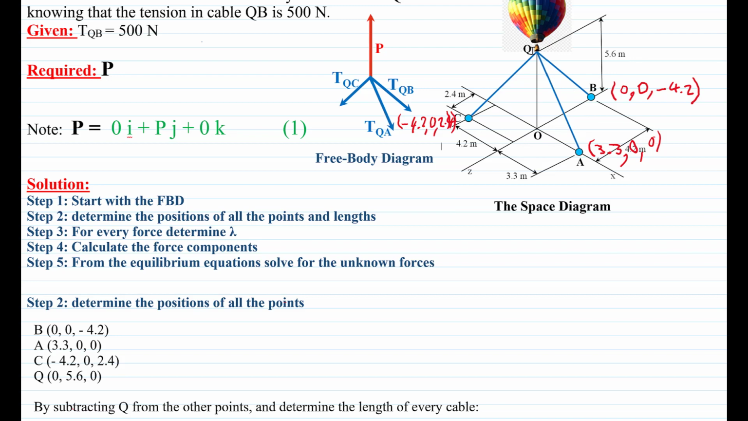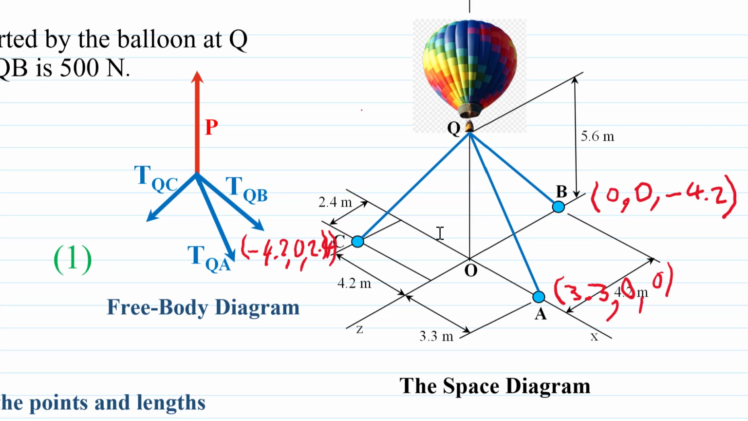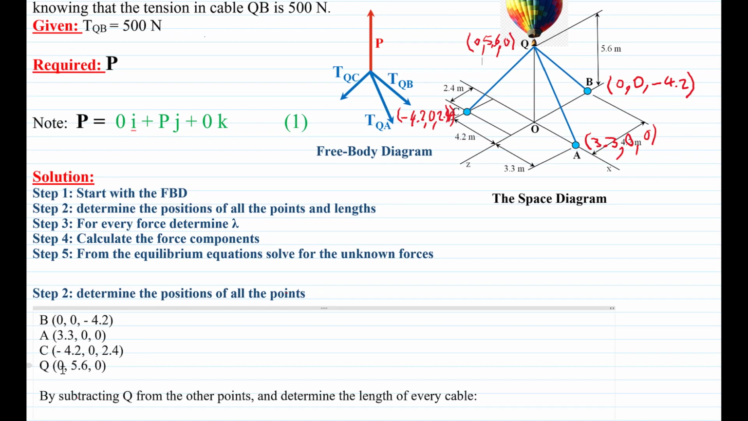Now we need to get the coordinate for point Q. It is located on the y-axis, so the x is 0 and the z is 0, and the y is the height, 5.6. So you go back here and you find that point Q is 0, 5.6, and 0. So we determined all the coordinates. This is the most important part, to determine the coordinate of each point correctly. So we got point B, point A, point C, and point Q here.